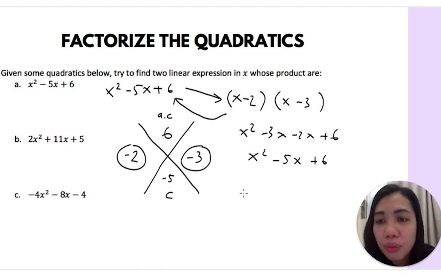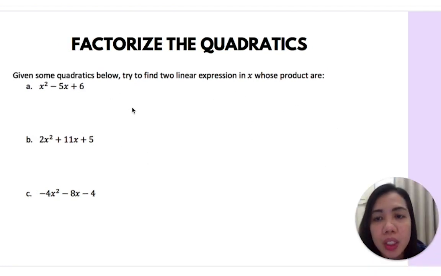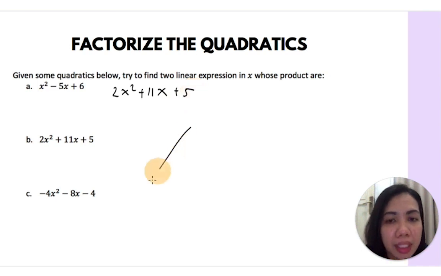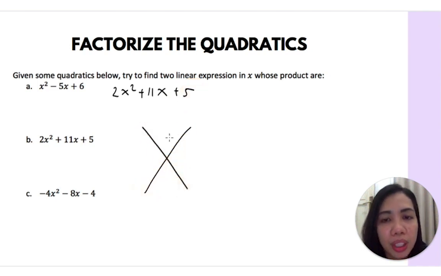Now let's try number b. We want to transfer number b into two linear expressions. Number b is 2x squared plus 11x plus 5. Okay, first thing first, I'm gonna make this big X. Don't forget to put in here a times c. 2 times 5 is 10. And in here, I'll put the value of b, which is 11.